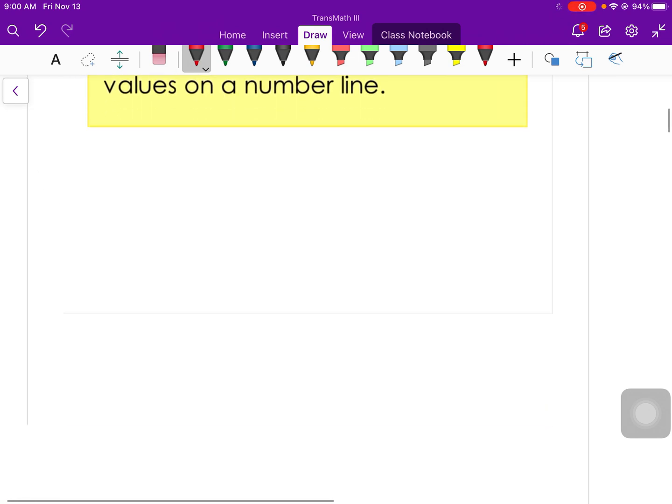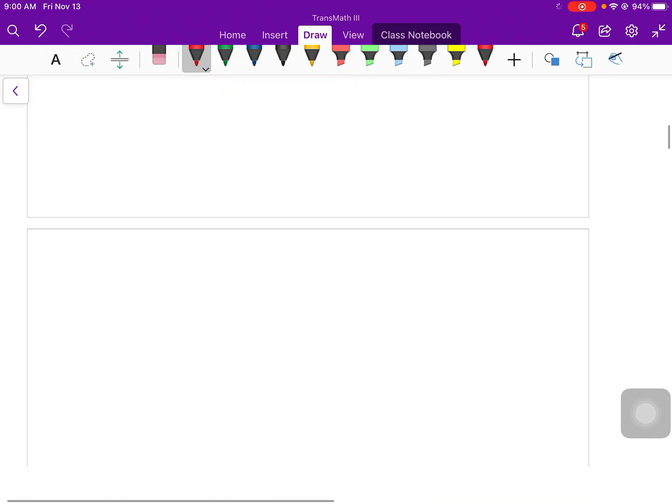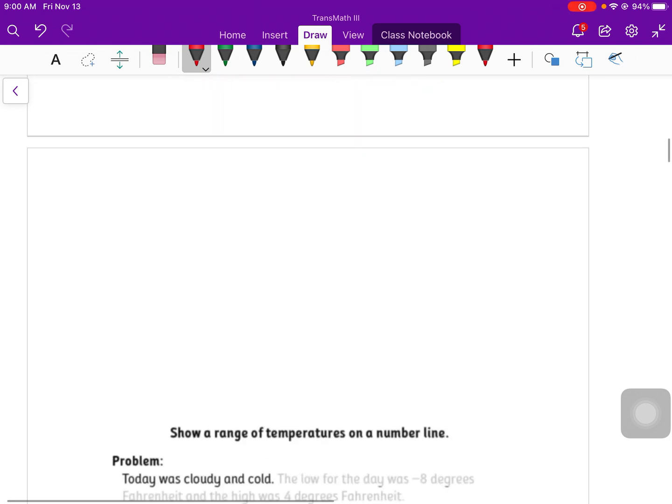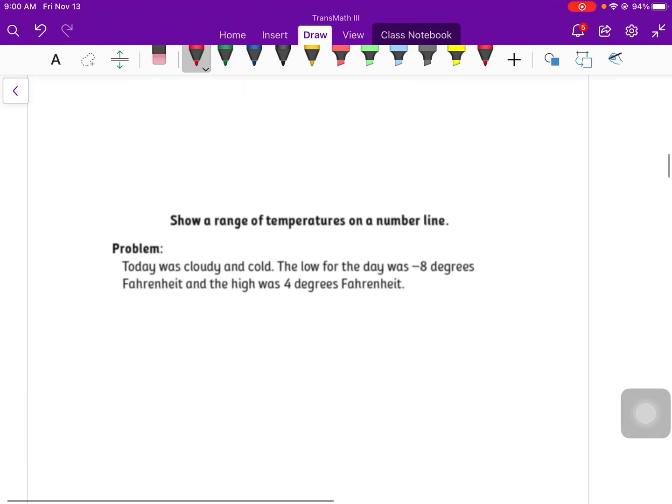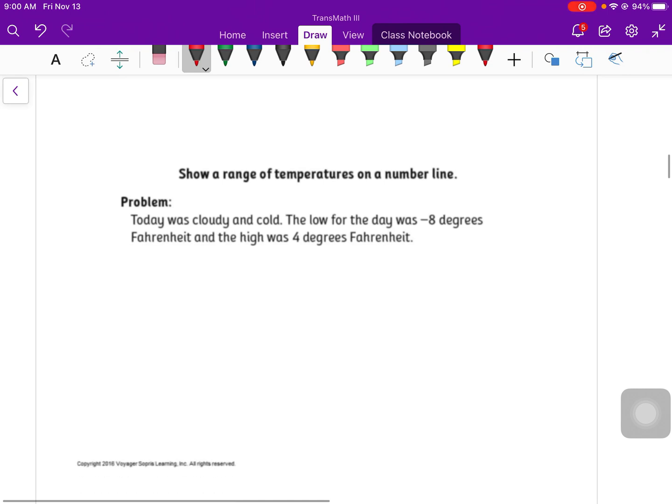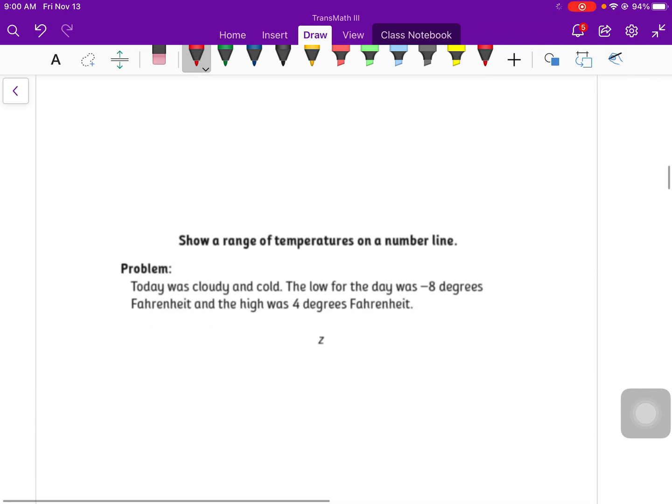So today we're going to be graphing more than one set of values on a number line. So we're going to start by showing a range of temperatures on a number line. I'm going to scroll so we have all of the words. All right, so today was cloudy and cold. The low for the day was -8 degrees, and the high was 4 degrees Fahrenheit. That's something we've been able to do already.